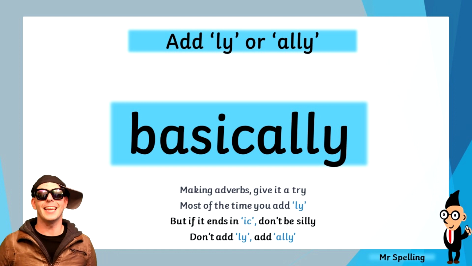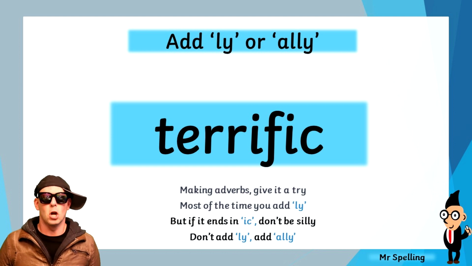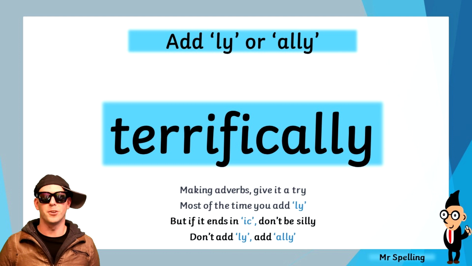Our next word is the word terrific. Now have a look at the end of the word. Does it end in ick? Yes, it does. So what does our spelling rule say? If it ends in ick, don't be silly, don't add ly, add ally. So let's put ally on the end, and terrific becomes terrifically. You answered that question terrifically.